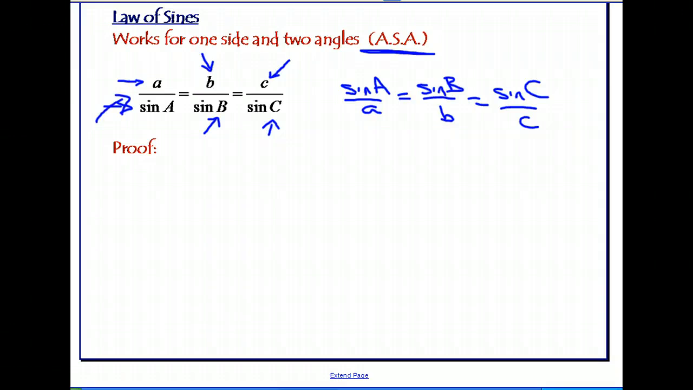I think for right now I want to stay away from the proof. We can prove that later. I might come back to it and prove it. But I want to really get into the applications first, and we'll come back and look at the proof. The proof is not all that difficult. But for us right now, we're going to focus on the applications. And if we have time at the end, we'll come back and look at the proof, or I can show you the proof in class. So let's accept this right now: A over sine of A, B over sine of B, C over sine of C. And let's focus on the application first.